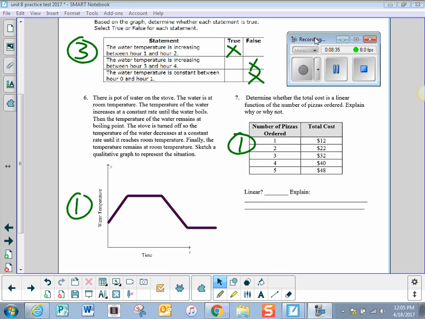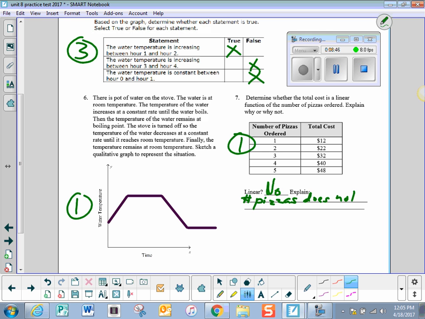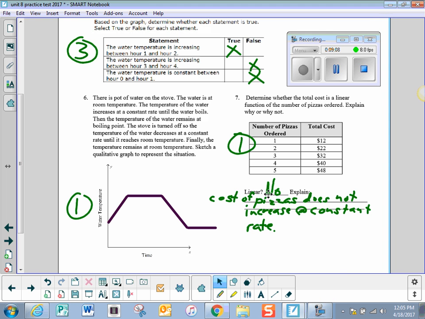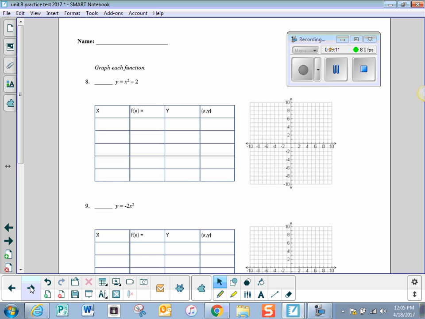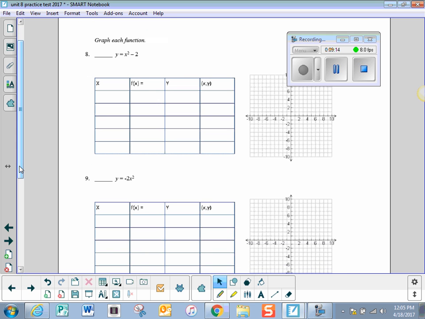Number 7. The answer is no, because the number of pizzas does not increase at a constant rate. Or the cost of pizzas, sorry. Yeah. No, because the cost of pizzas does not increase at a constant rate. Oh. Yeah. Okay? So that's a no. That'd be worth 1 point. Right. I didn't word it the right way.